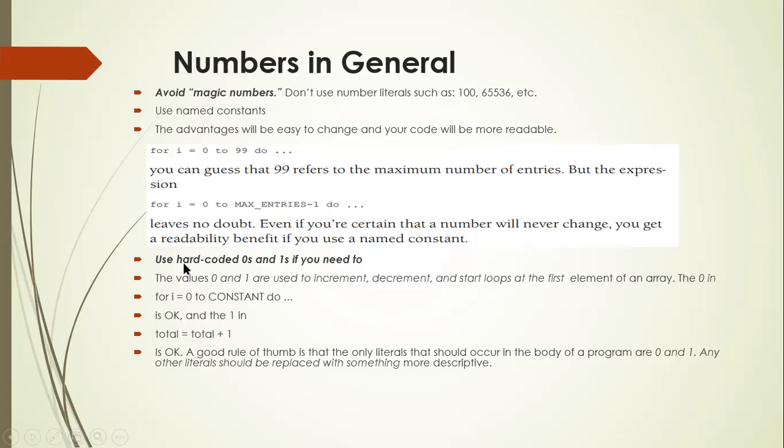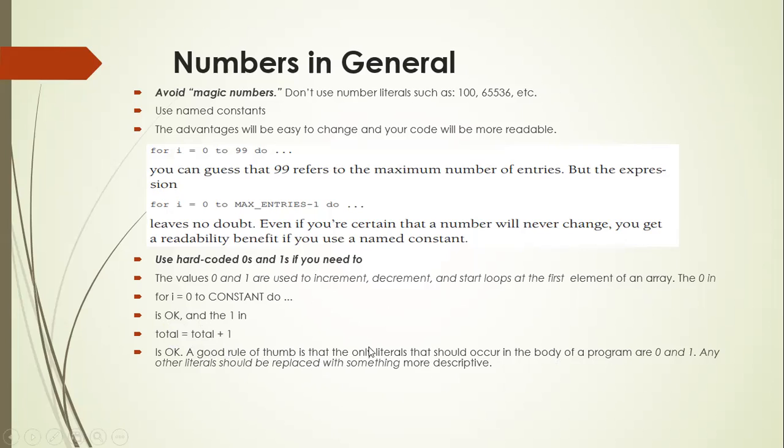Another tip is to use hard-coded zeros and ones if we need to. The values 0 and 1 are used to increment, decrement, and start loops at the first element of an array. The 0 in for I equals 0 to constant is okay, and then the 1 in total equals total plus 1 is okay. A good rule of thumb is that the only literals that should occur in the body of a program are 0 and 1. Any other literals should be replaced with something more descriptive.